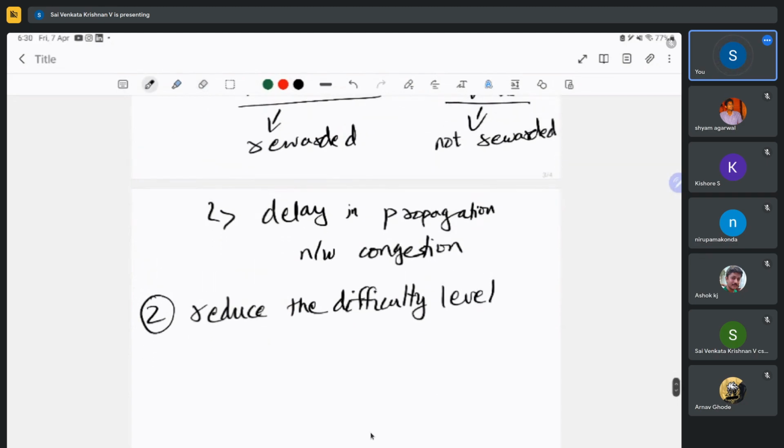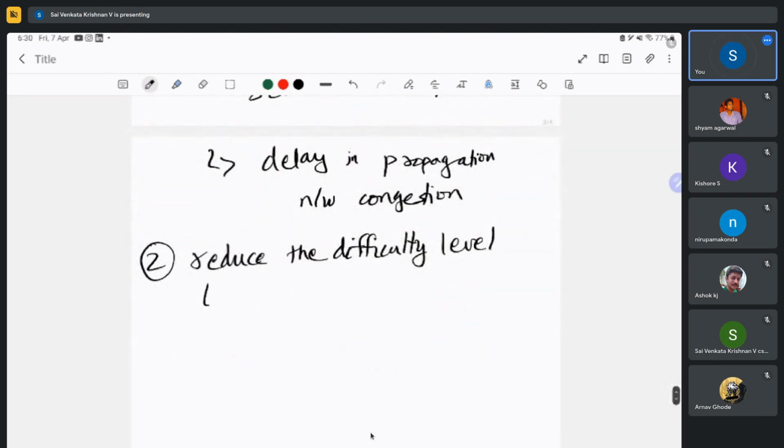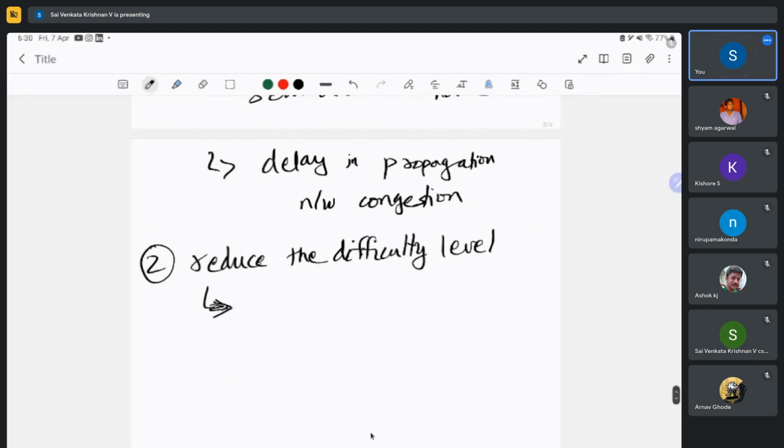So why did Bitcoin in the first place have like 10 minutes per block? Why didn't it reduce the time or make it like 100 minutes per block or 5 minutes per block? And the reason is it was just like a trade-off.